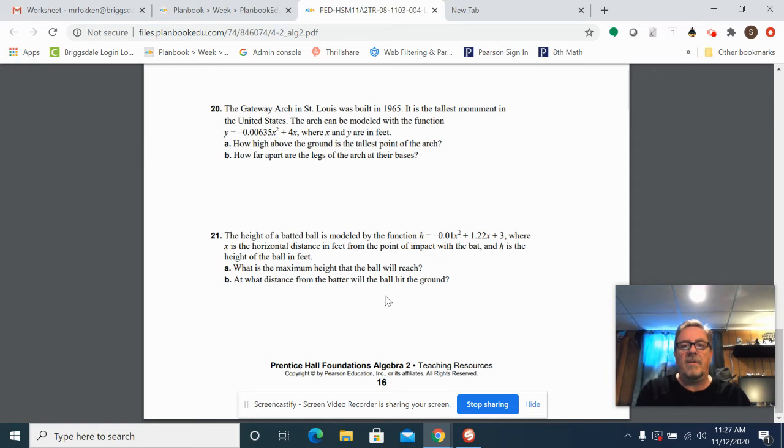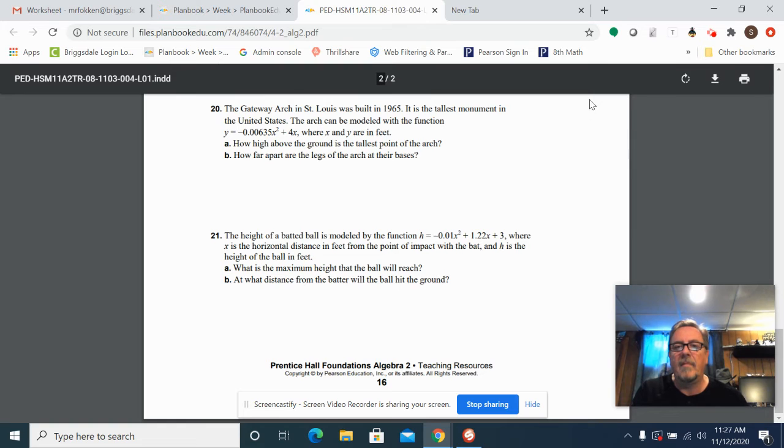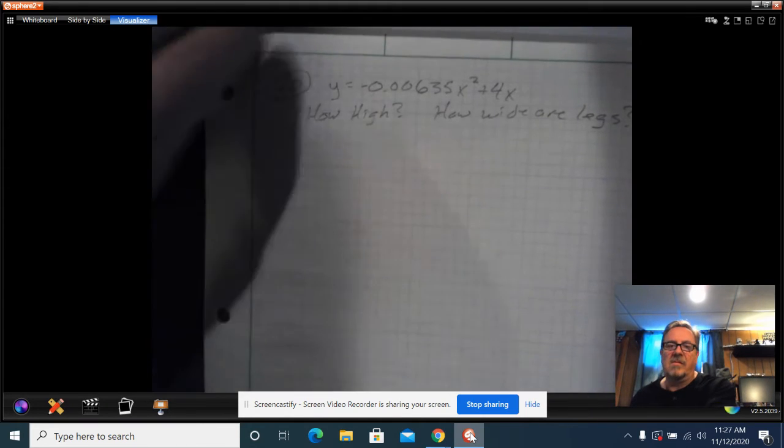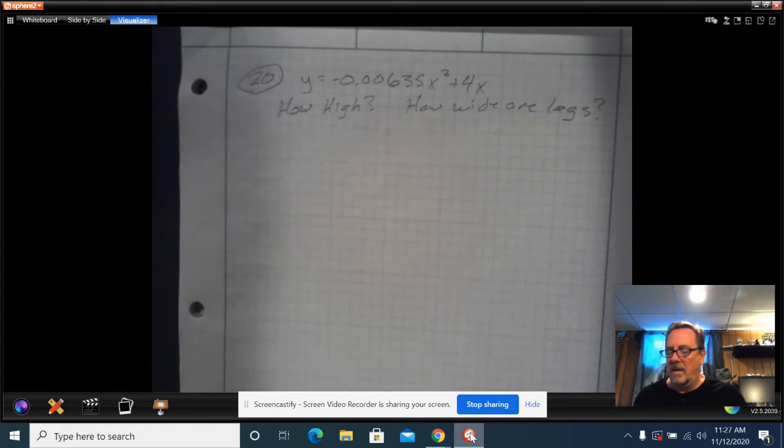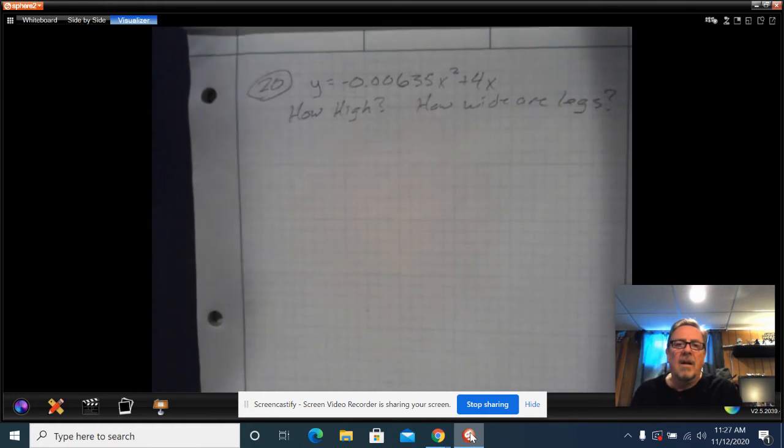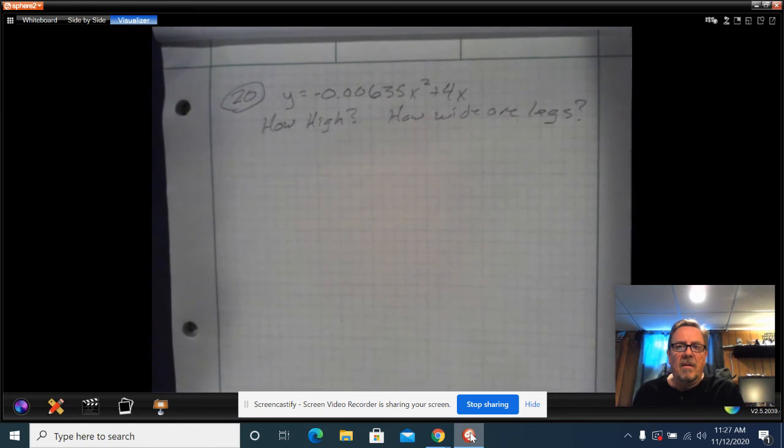All right, let's see if we can figure this out. Never seen the Gateway Arch, never been to St. Louis. Big stainless steel arch in the middle of town, I guess.